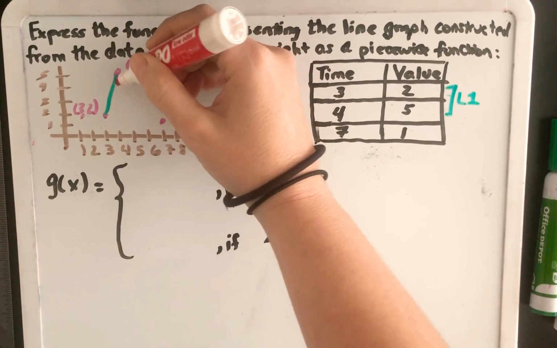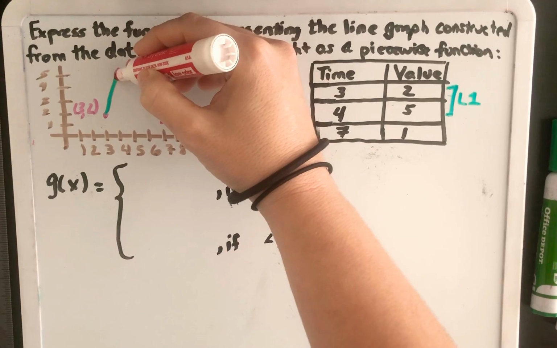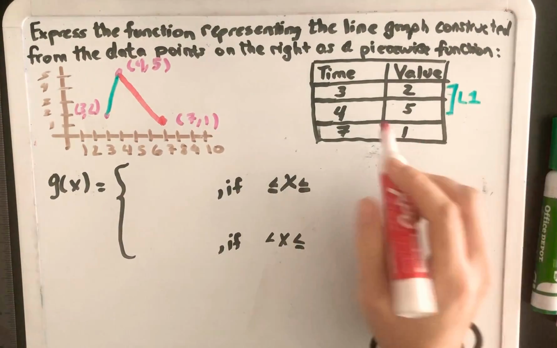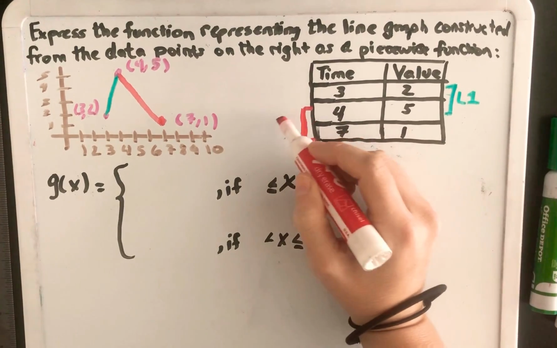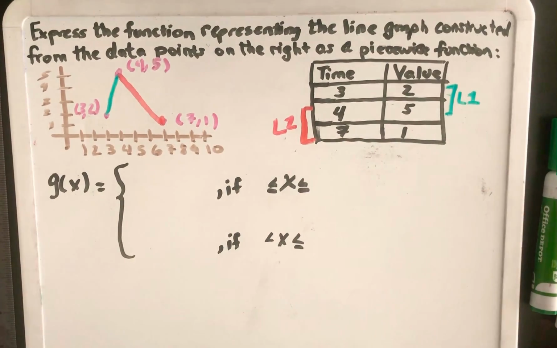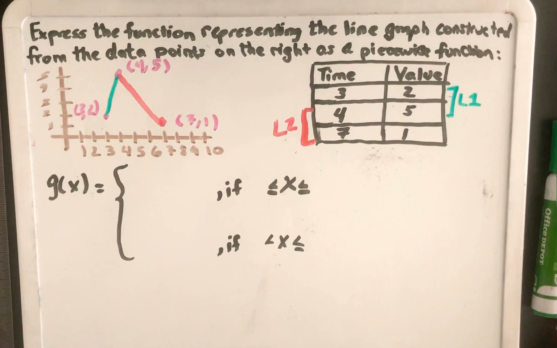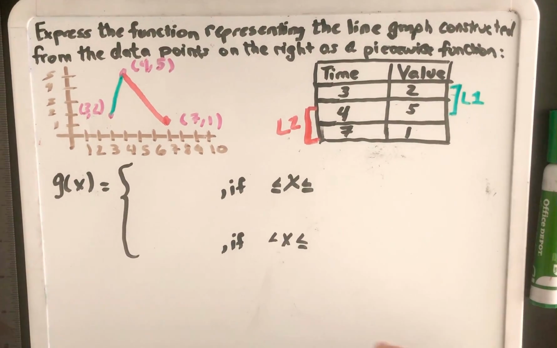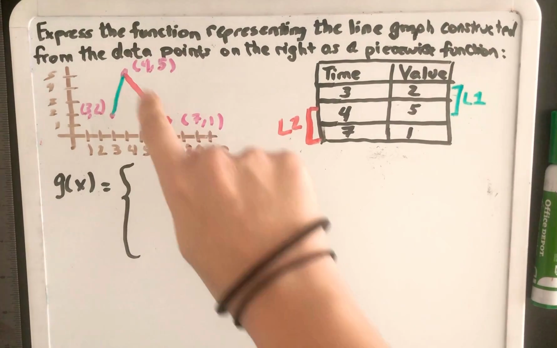And then I continue getting my second line segment between the points (4, 5) and (7, 1). So I'm going to try my best to draw a straight line segment here. Not perfect by any means. Apologize about that. Between (4, 5) and (7, 1), that's what I'm going to call line 2. Okay. And so to continue from here, the next thing I want to do is to come up with the equations of each of those linear pieces.